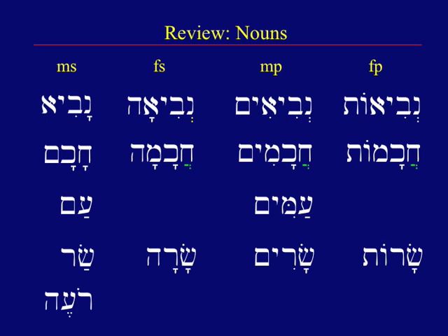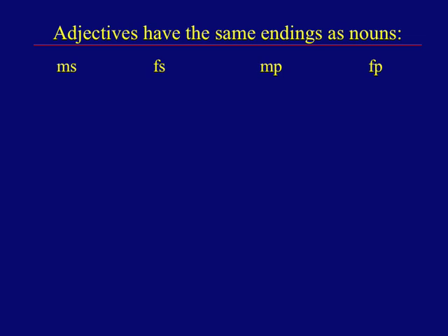Ro'eh is a third hey root. Ro'eh is a masculine singular noun meaning shepherd. When we add the suffix, we take off the segol hey before we add the suffix. So shepherds, ro'im. So it is with adjectives.